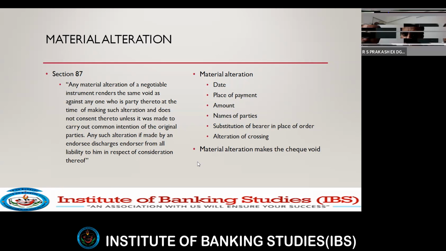But it becomes a material alteration of crossing if it is done without the authentication. What I meant when I said you are cancelling the crossing or erasing it, obliterating it, that means without authentication. If there is an authentication by the drawer, and if you are sure that it is done by the drawer himself or he has separately confirmed to you, you can pay it, and as per Section 89, you will get the protection.